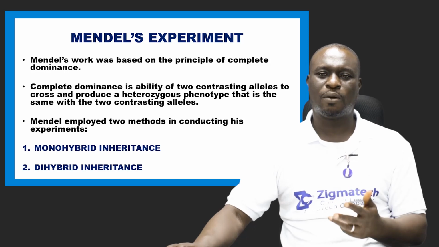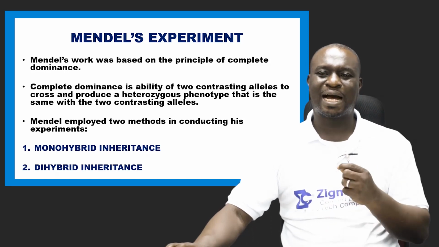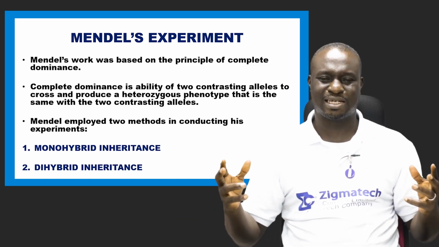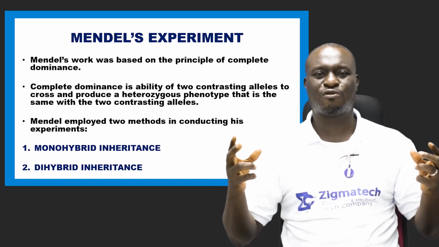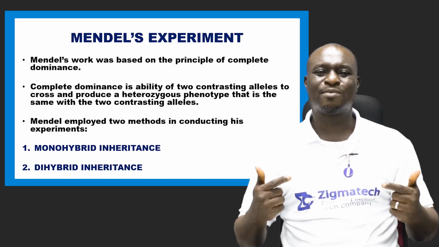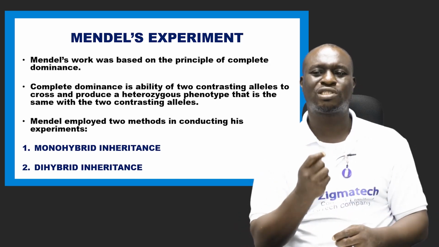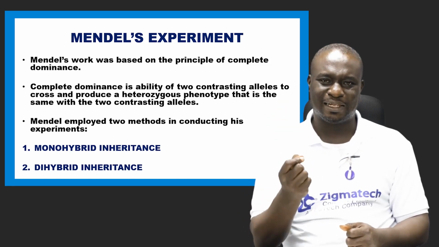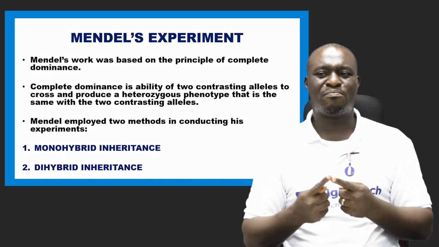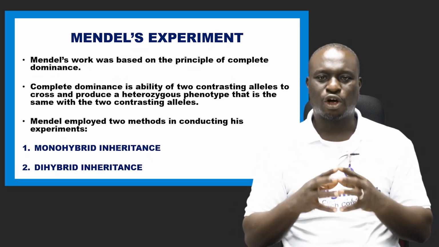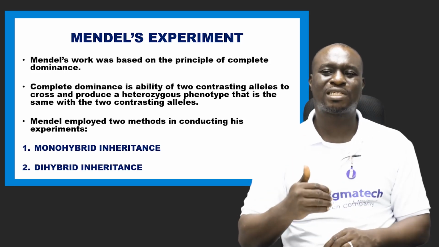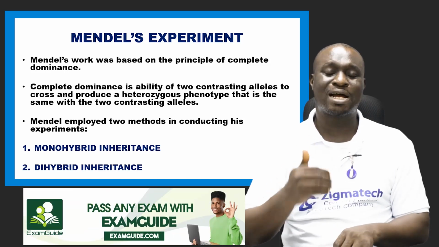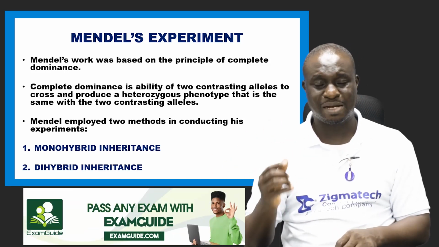Now, what exactly is complete dominance? Complete dominance is the ability of two contrasting alleles to cross and produce a heterozygous phenotype that is the same as one of the two contrasting alleles. I'm going to repeat it. It is the ability of two contrasting alleles to cross and produce a heterozygous phenotype that is the same as one of the two contrasting alleles. And we're going to see examples of this. Let me give you an instance.